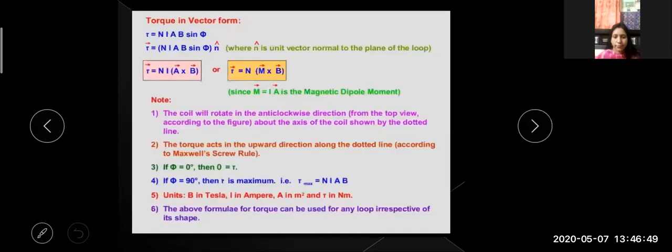Okay. Now in this slide, we have discussed the case where phi is 0 degree. What is phi? Phi is the angle between the normal drawn on the plane of the coil and the direction of the magnetic field. So if phi is 90 degree, torque will be maximum, and if phi is 0 degree, torque will be minimum or 0. I hope these points are clear to you. Now let's start to solve some problems related to these two topics.